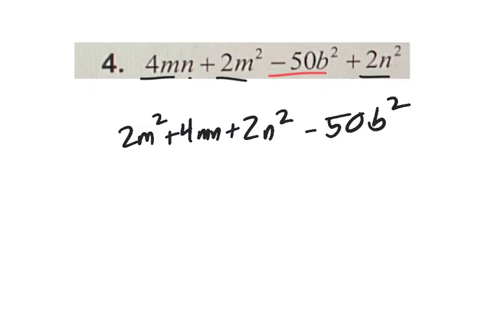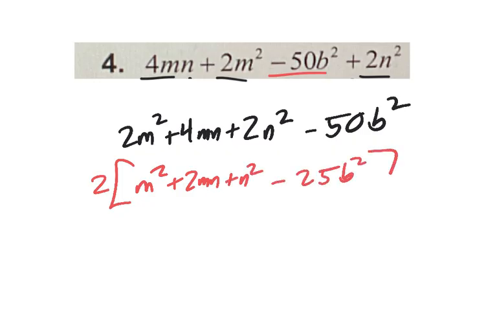Now the first thing I'm going to do, when I look at all of these, because they're all even, I know I can GCF a 2 out of every term. So if I do that, that's going to give me 2 times m squared plus 2mn plus n squared minus 25b squared. And so now then I can see this is a difference of a perfect square.